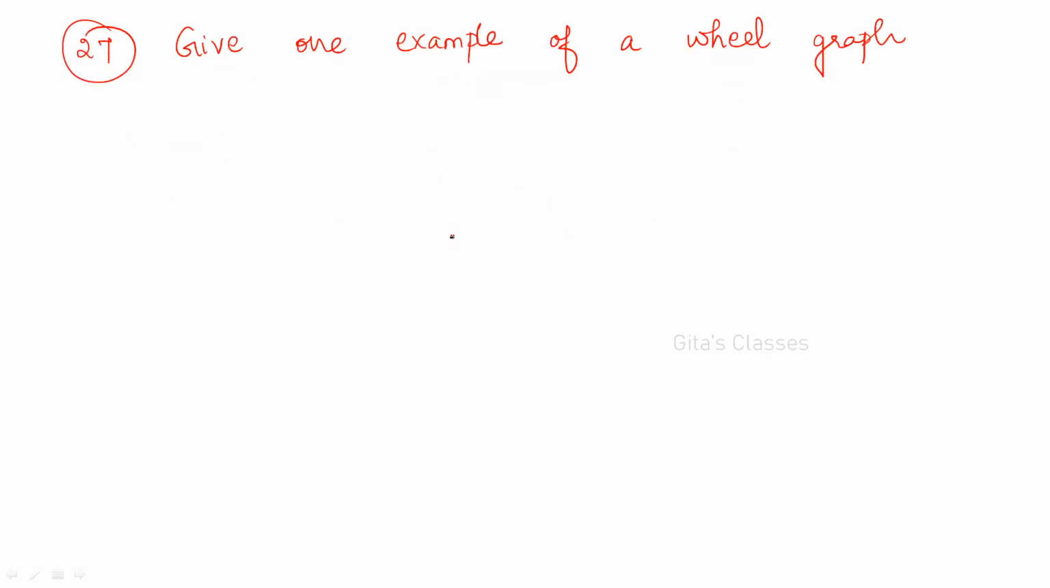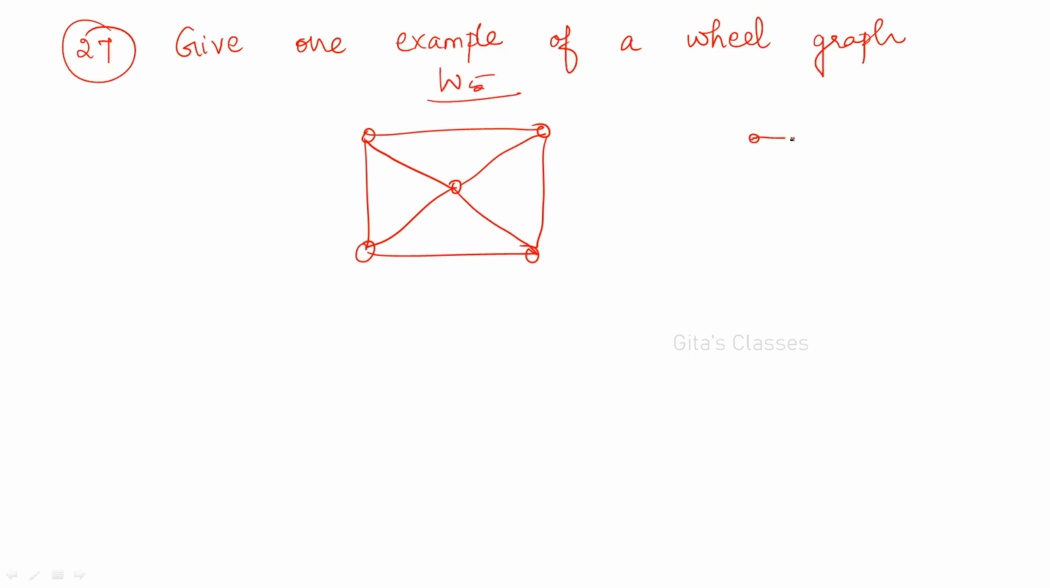Give one example of a wheel graph. Wheel graph means what? First you draw the cycle graph, and in the middle you introduce one more vertex, then join all the vertices. This is W5. If you have W4, you draw C3, then this is W4. This is the wheel graph.